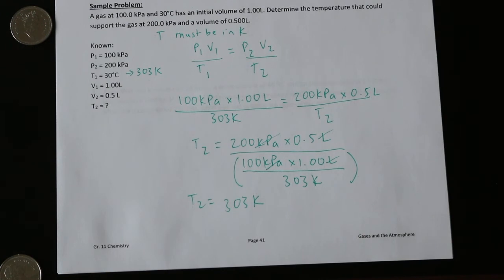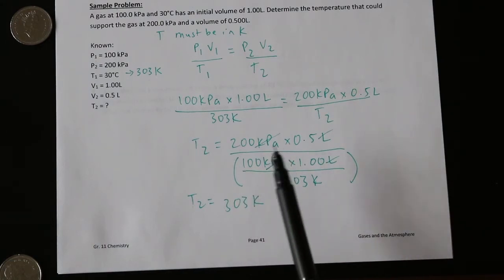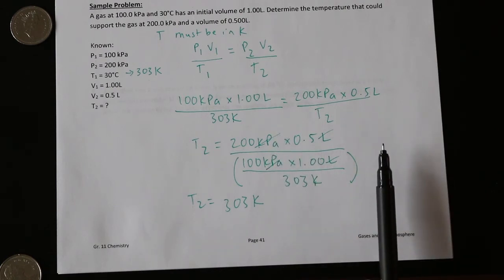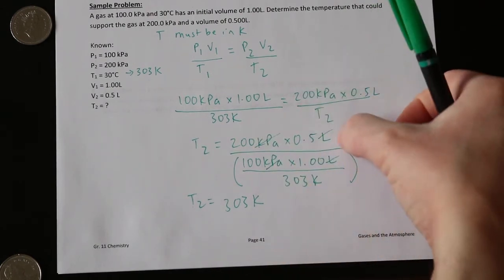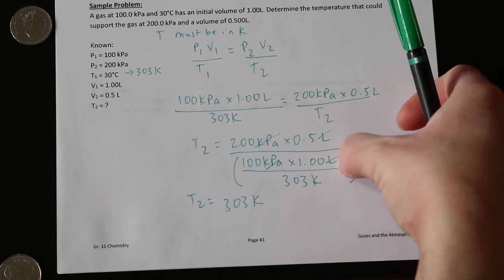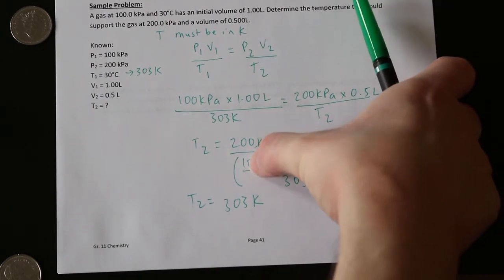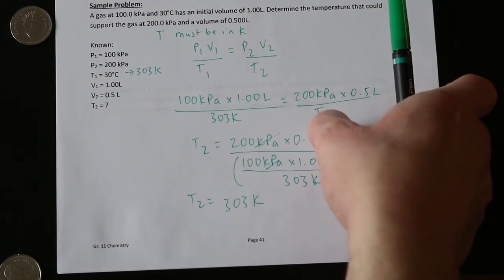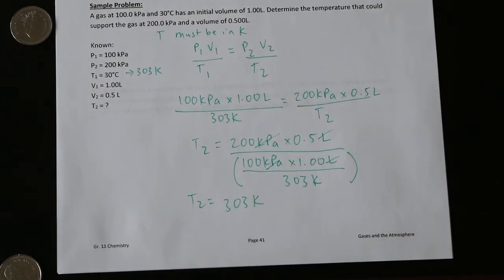So we can see in looking at this question that the temperature didn't change. So T2 actually equals T1. And that's because if you look at the terms here, 200 times 0.5 is 100. So this term here is 100, and 100 times 1 is 100 as well. So this entire denominator here cancels with this numerator, leaving only 303 Kelvin on the top.